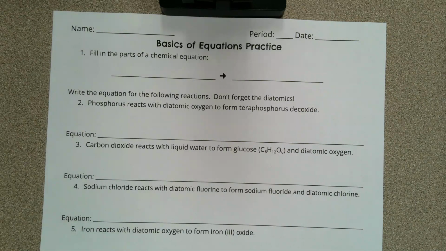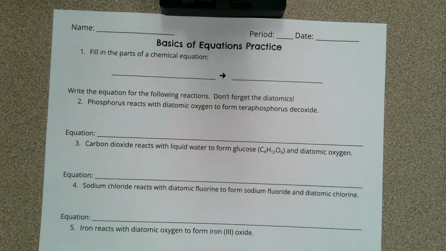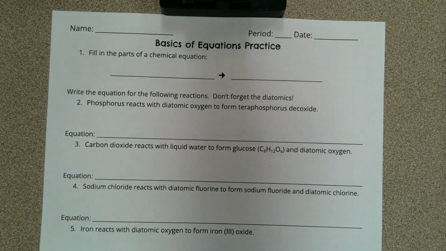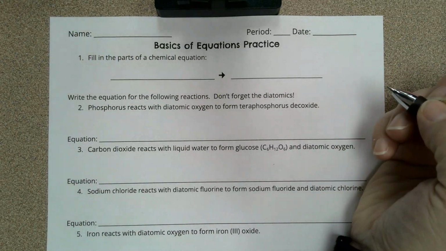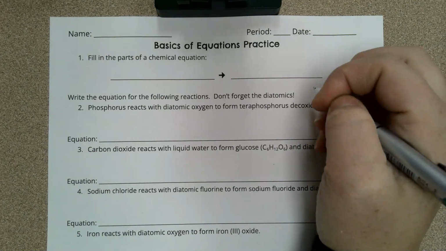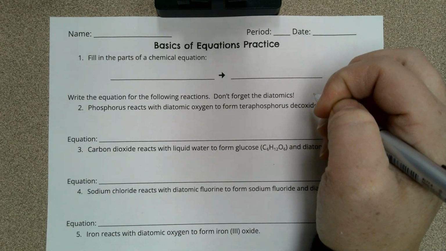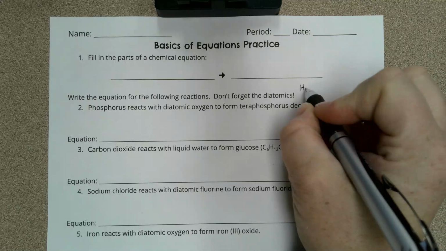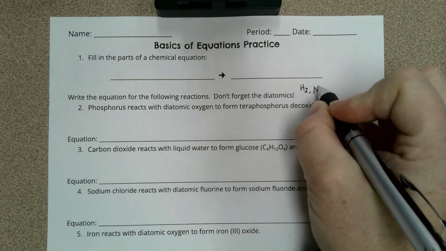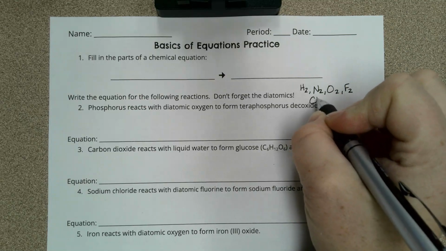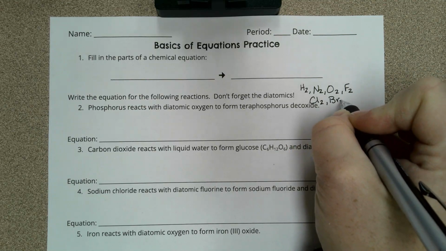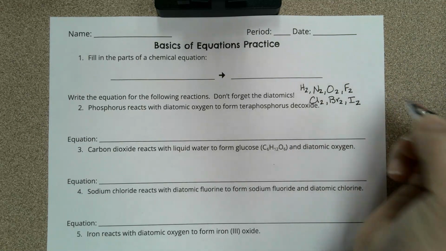Alright, so I'm going to go through a few examples of going from your words to your equations. Key on this also, don't forget your diatomics. Remember, those are the 7 elements that by themselves have 2 of the atoms that are bonded together. So you have hydrogen, nitrogen, oxygen, fluorine, chlorine, bromine, and iodine. Remember, there are 7 of them.